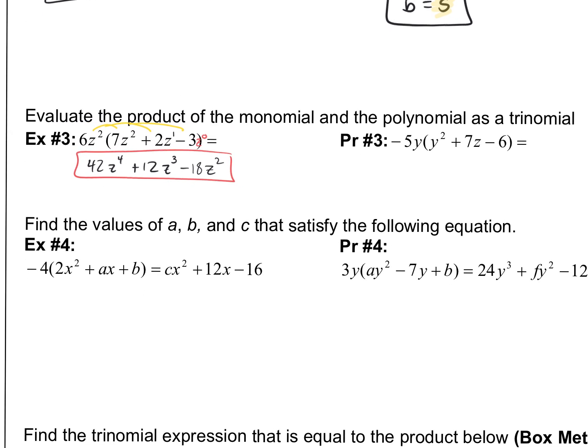So go ahead and try practice 3 on your own. And again, unpause the video when you're ready to check your work.